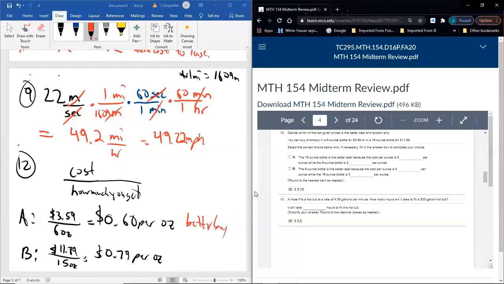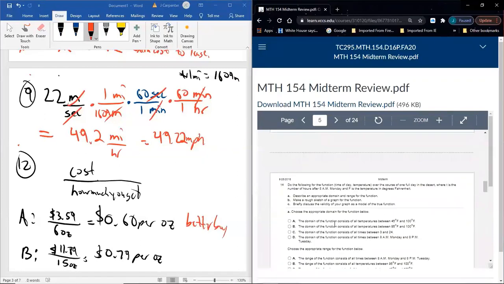And you have to make sure you're doing the cost divided by how much you get. Yes, you can do cost analysis with this upside down, but then you want the larger value instead of the smaller value, because you'd want to get more per dollar. And it just makes it seem a little weirder.